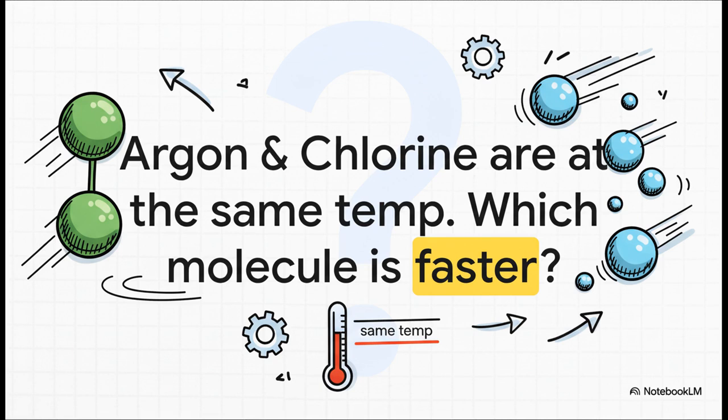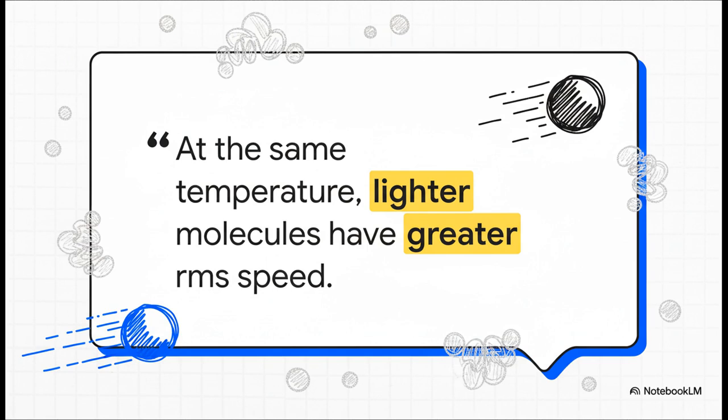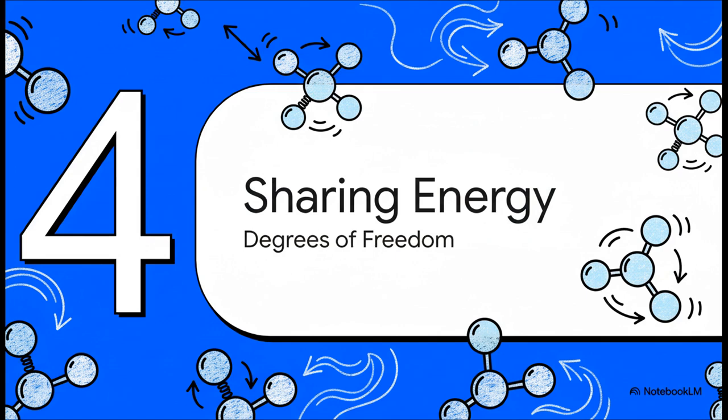Think for a second. And the answer is the lighter ones. The argon molecules are moving faster. Why? Well, if the temperature is the same, their average kinetic energy has to be the same. And since kinetic energy depends on both mass and speed, for the energy to be equal, the little guy with less mass has to move much faster to keep up. Makes sense, right? Okay, let's go just one level deeper.